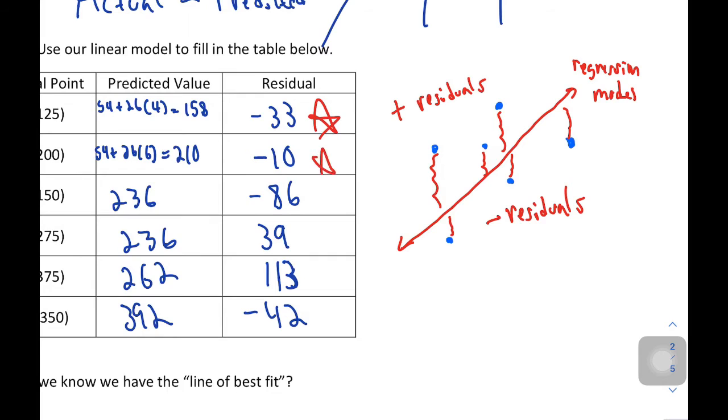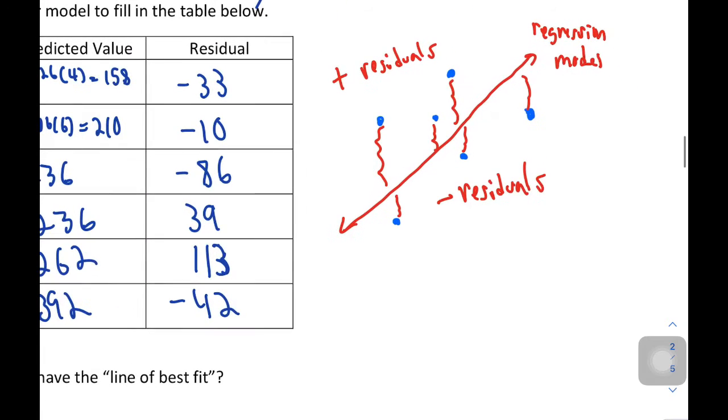So that would be like this one, this one, this one, and that one. And these negative residuals, you can see that they fall below the linear regression equation. So the actual points were below the model. So in this case, the model overestimates. So these are overestimates, and positive residuals are underestimates.